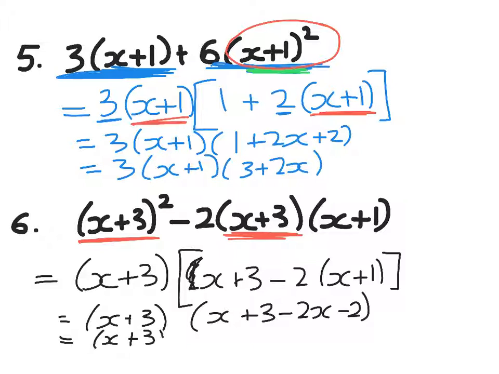So there's x plus 3 times negative x plus 1. Right, so that's okay, but we would usually write that as x plus 3 times 1 minus x. Ask me about that in class if you need to. On the next slide, I've put some for you to try, and then I'll go through those.